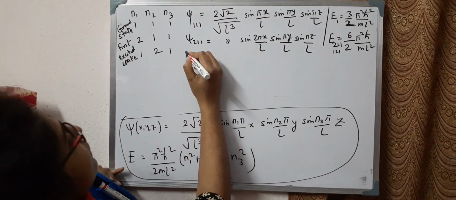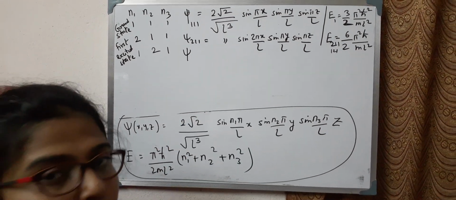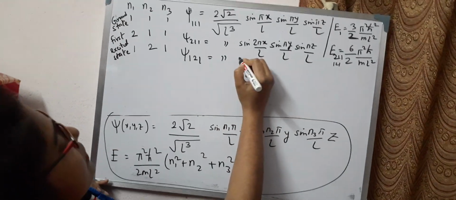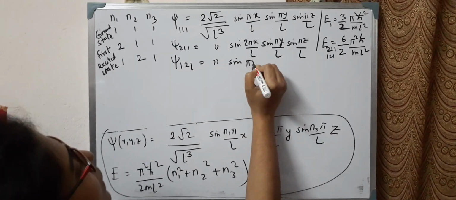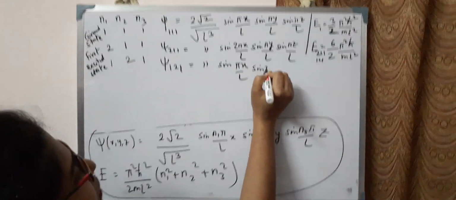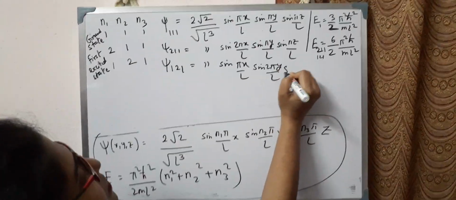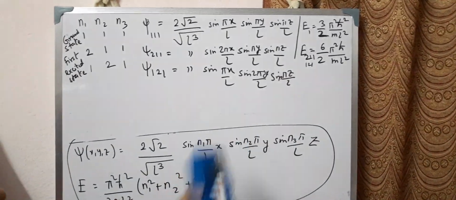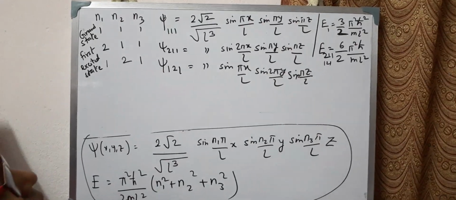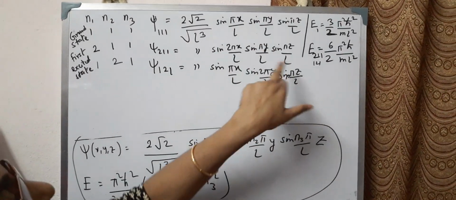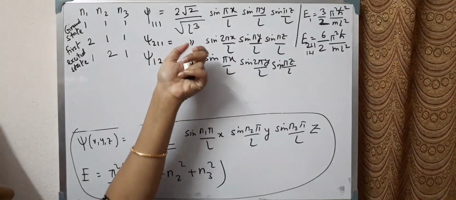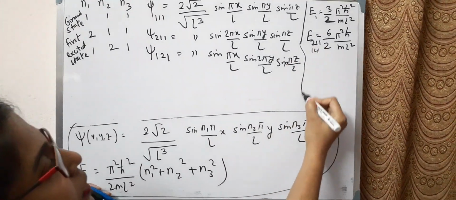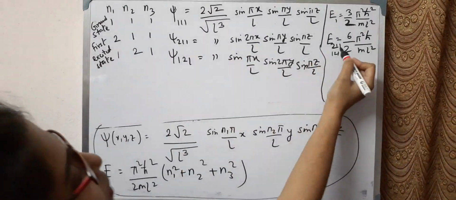But what will the eigenfunction look like? The eigenfunction now becomes, this term remains unchanged, but it is sine pi x by L, sine 2 pi y by L, sine pi z by L. So definitely this is a separate function. It is not the same as the second function which I have written here, sine 2 pi x by L, sine pi y by L, sine pi z by L with a constant. These are two separate eigenfunctions, but the energy value is the same.